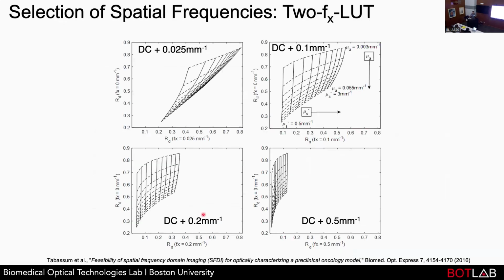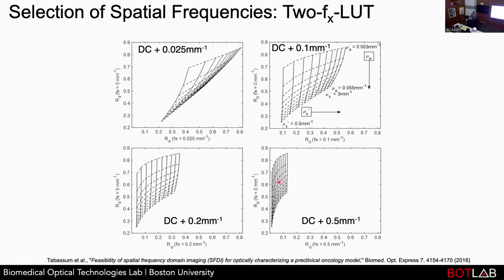Now, if you pick the wrong spatial frequencies, your lookup table, which is just the relationship between a low and a high spatial frequency for a given tissue, cannot work so well. So here's DC plus 0.025, so very low and a kind of low spatial frequency. You see the relationship between those measurements is almost linear. It's going to be hard to separate absorption from scattering. You want to be in a situation like this where those isolines are a bit more orthogonal.